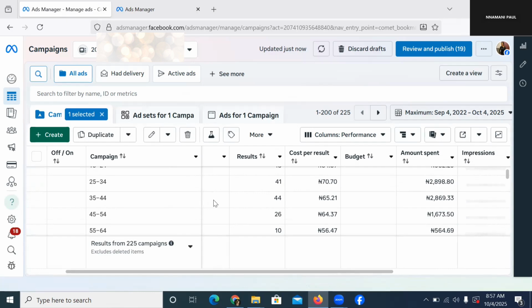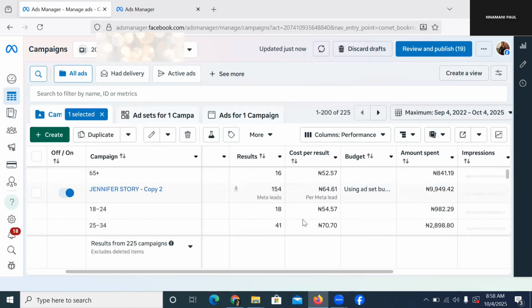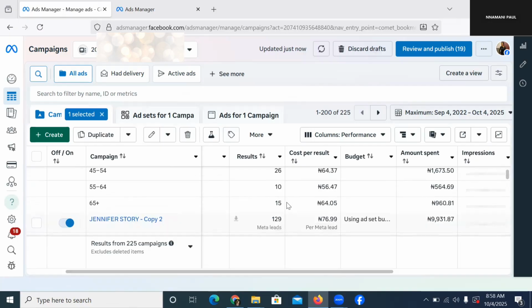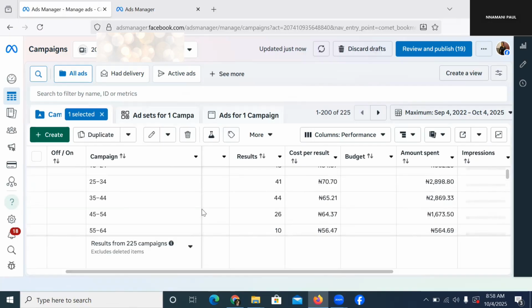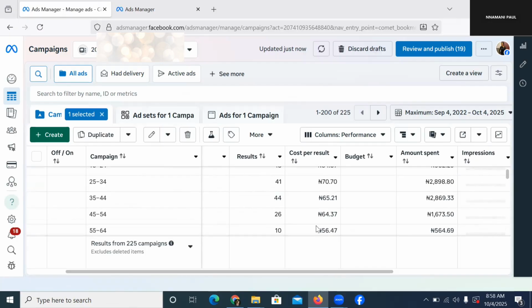From 35 to 44 was giving us leads at 44 naira, and we got 65 leads. From 45 to 54 is giving us leads at 64 naira. From 55 to 64 is giving us leads at 56 naira. Then 65 plus is giving us leads at 64 naira. Now, looking at all of these, you immediately know that the one that gave us the lowest cost per lead was, let me check, this one, 18 to 24 years. We were getting leads at 54 naira, and then there's also this one where we're getting leads at 56 naira, which is 55 to 64.